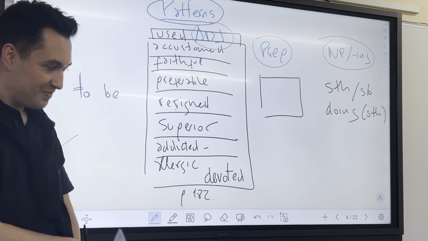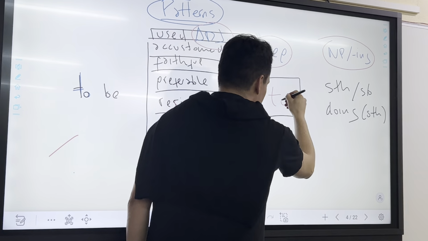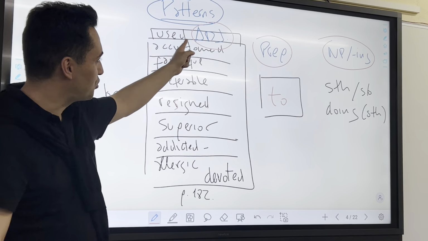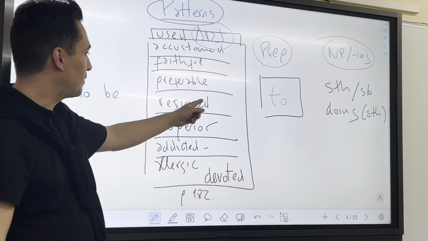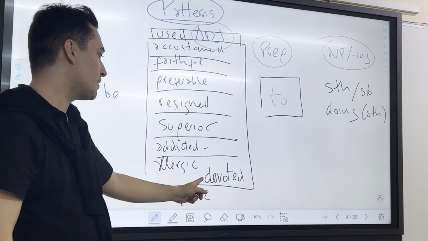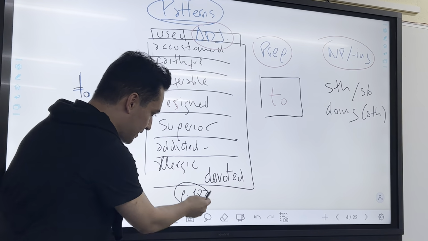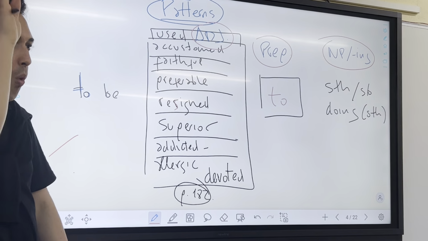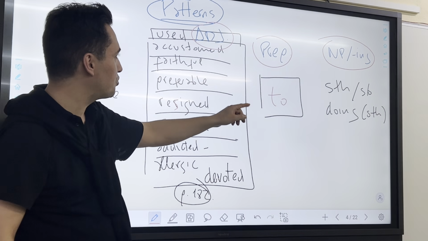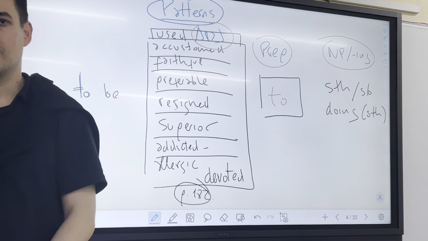Everybody. 2 and 4. The preposition here is to. Remember these patterns. Accustomed to, faithful to, used to, yeah? Preferable to, resigned to, superior to, addicted to something, allergic to something, devoted to something. And even if you want a longer list, don't go now, later, at home, yeah? You can check the book for a longer list. But these are patterns that I want you to remember. Adjective, to, noun phrase. Patterns.